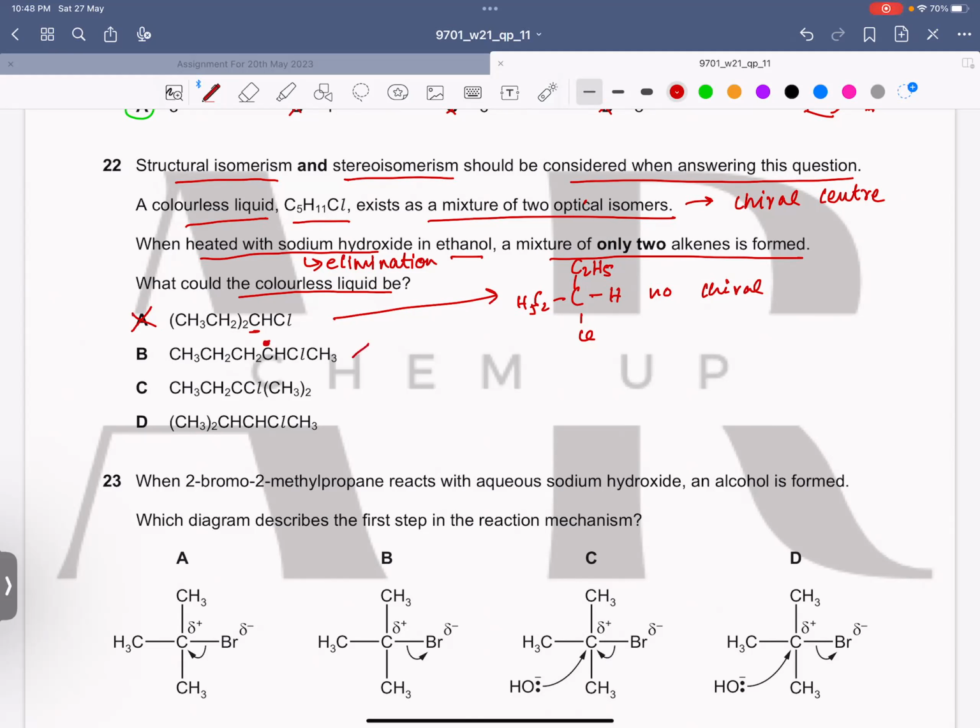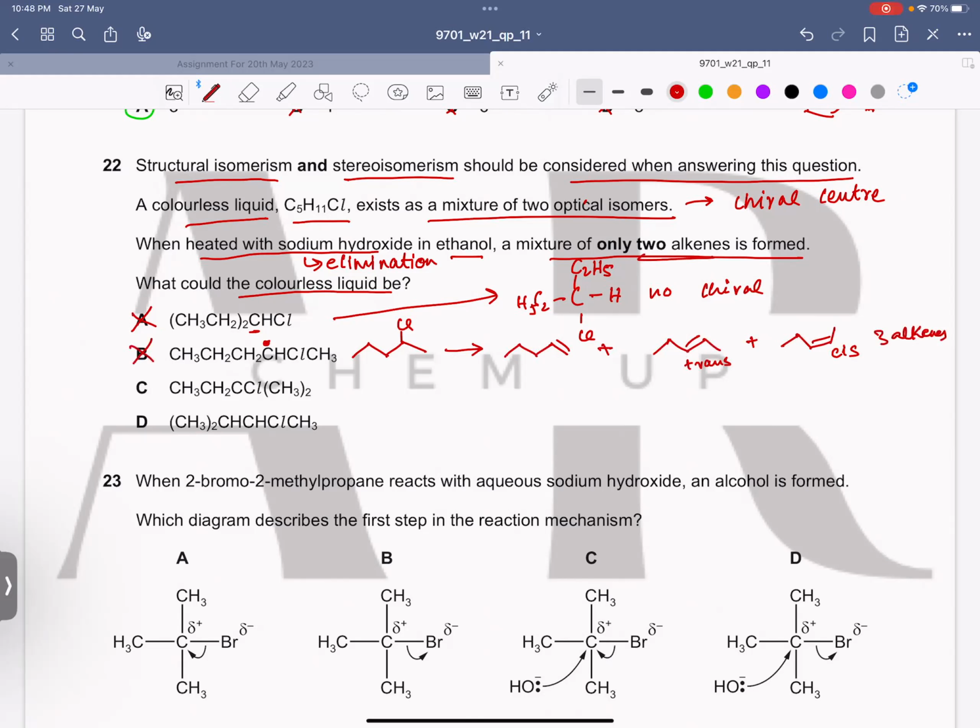Let me draw 1, 2, 3, 4, and 5. There is a chlorine. Okay. There is a chiral center. Now, if it goes under elimination, you will get a double bond over here, or you will get a double bond over here. If there is a double bond, there is a possibility that beside this trans isomer, a cis isomer would form. So instead of two alkenes, we are getting three alkenes over here, which makes B wrong as well.